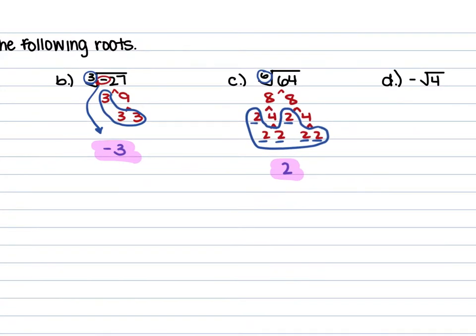For example D, we have a negative square root of 4, so the opposite of the square root of 4. For this one, that negative is in front of that radical, so the only thing it's telling us to do is to multiply negative 1 times the square root of 4. 4 is 2 times 2. That gives us our pair of 2 that we're looking for. So this is just negative 1 times 2, which is negative 2.